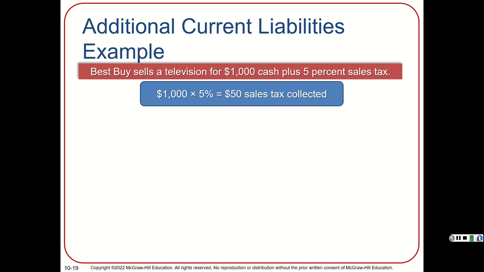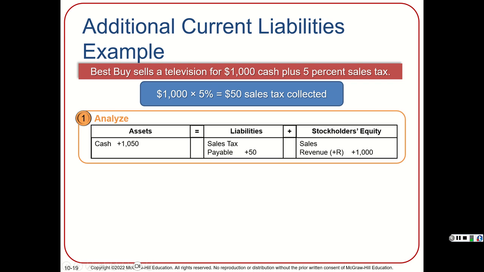Best Buy sells a television for $1,000 cash plus 5% sales tax. Simply stated, the 1,000 times the 5%. Most of you know how sales tax is calculated. If you buy a burger for $1 and there's a 9% sales tax, you pay $1.09. $1 is the sale for McDonald's. 9 cents is the liability to the county or state.